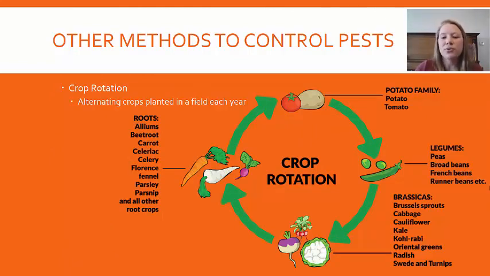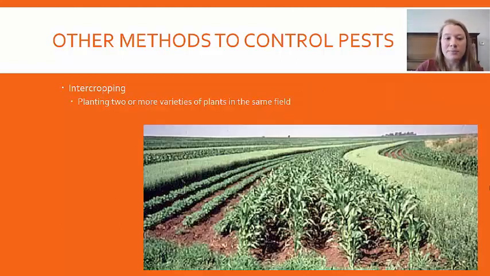Some other methods include crop rotation, or alternating which plants are in a field each particular year. So say you have a field of corn and you have a pretty strong infestation of corn rootworm beetle. That particular beetle primarily attacks corn plants. If the following year you plant something other than corn in that field, that population is going to start to decline. So that way, the following year after that, if you go back to corn, you're going to have less of an impact from that particular pest.